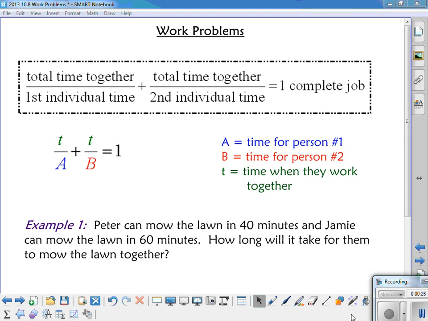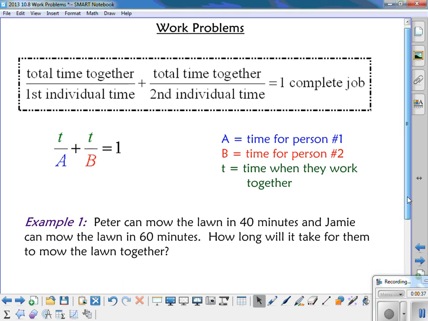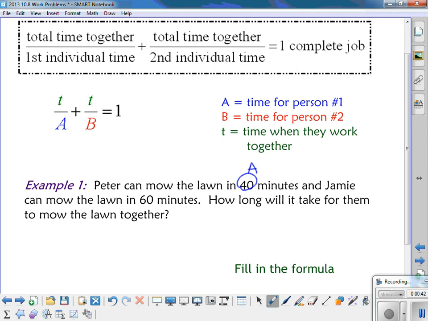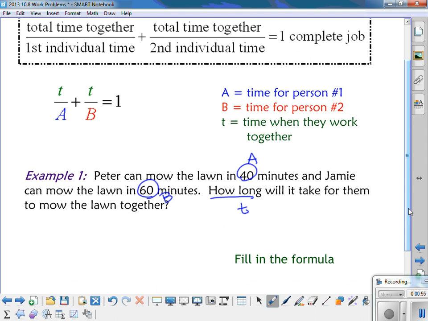So if we use T for their time together, and I'm just going to use A and B for each of the people. So for example 1, Peter can mow the lawn in 40 minutes and Jamie can do it in 60 minutes. So the 40 minutes that Peter takes, I'll let that be my A, and the 60 minutes that Jamie takes, that will be my B. And then their time together, how long, that's what I'm trying to find. Okay? So we just fill in the formula. I don't know their time together. T over 40 plus T over 60 equals one job.